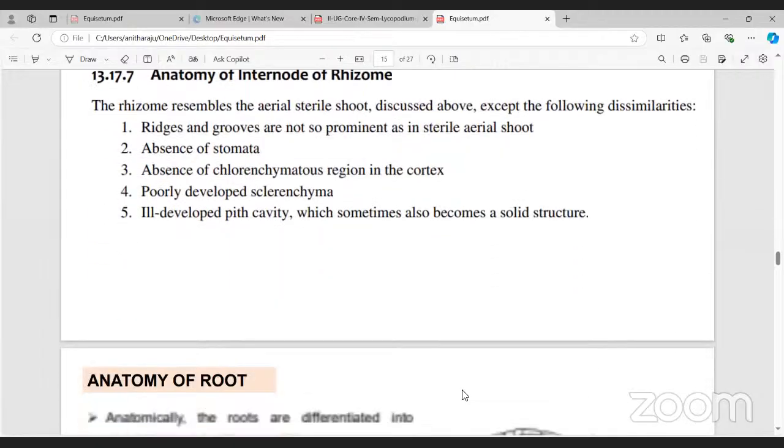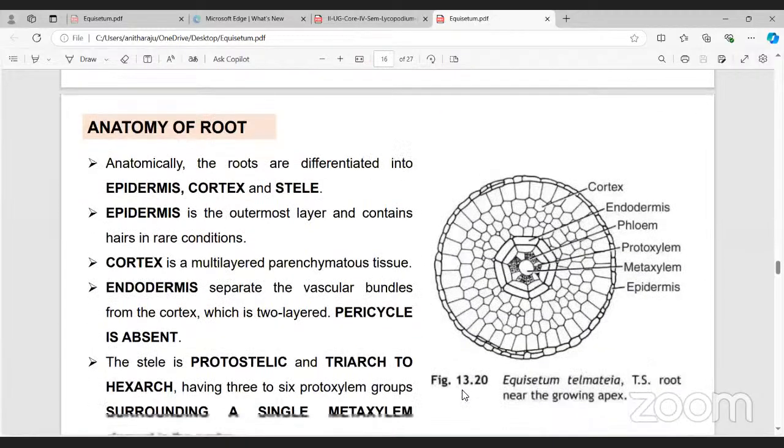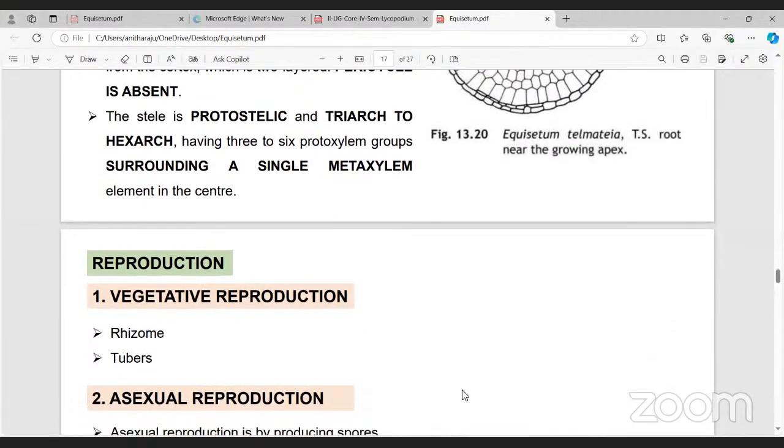Anatomy of the rhizome, no need. Anatomy of the root also no need. No need means it is not important in theory as well as practical.